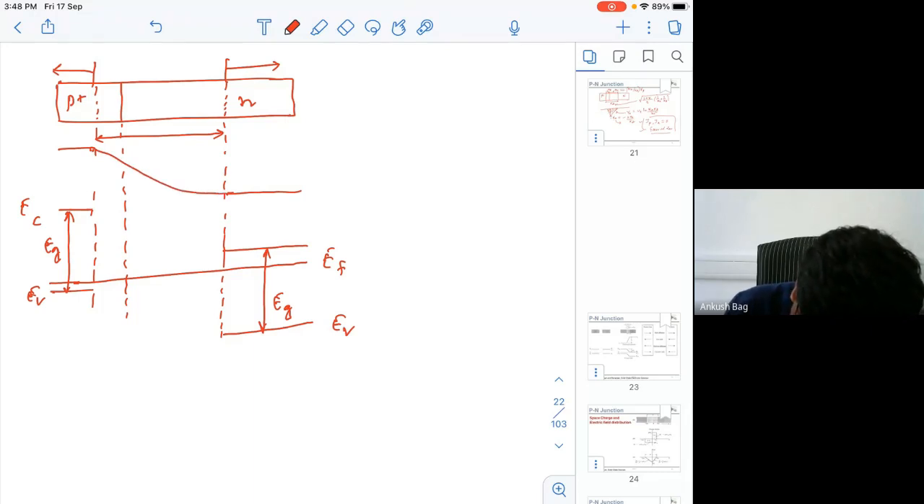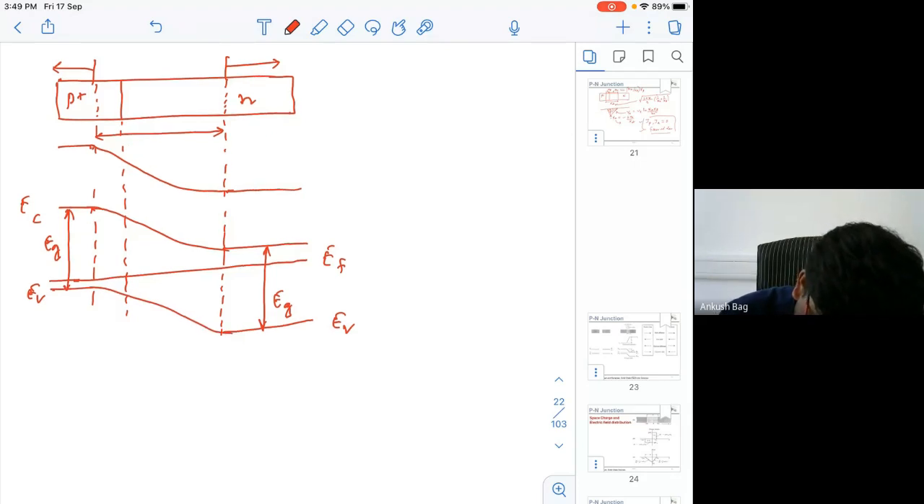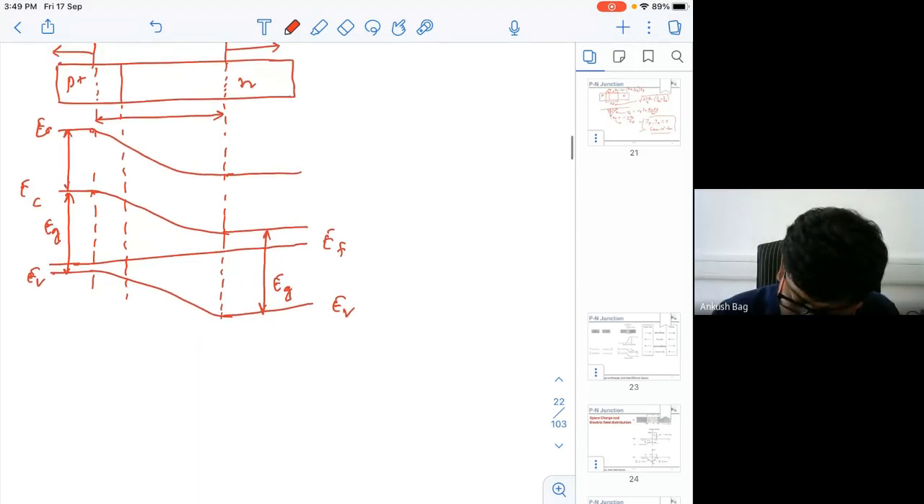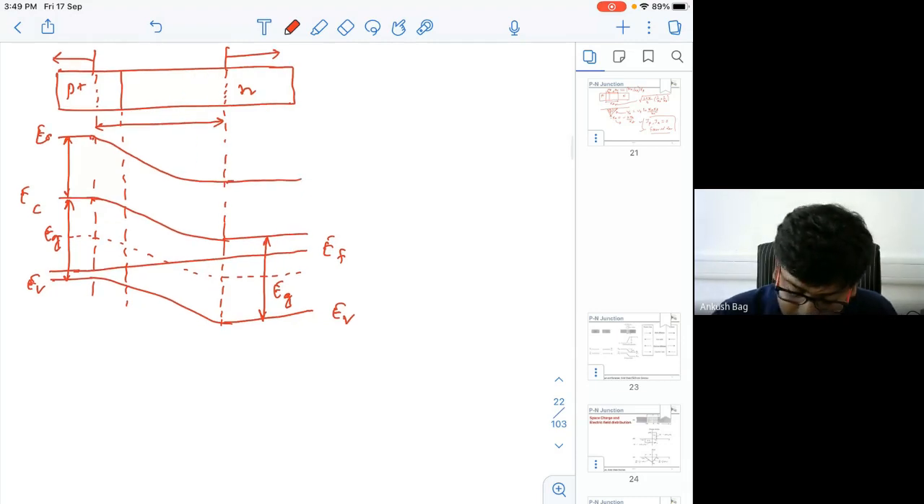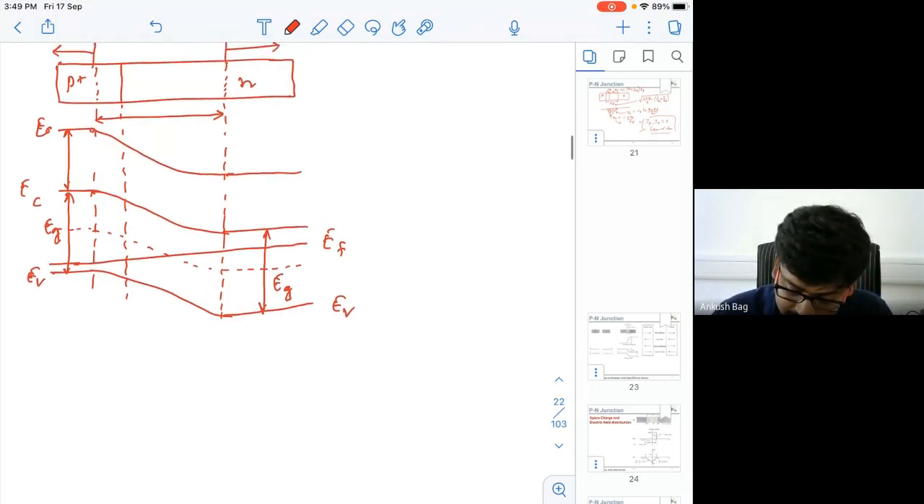Here also, almost. So this is E0, and the distance from here to here is the electron affinity. Again, we also have this intrinsic Fermi level that is at the middle of your band gap. So here are a few important points for discussion.